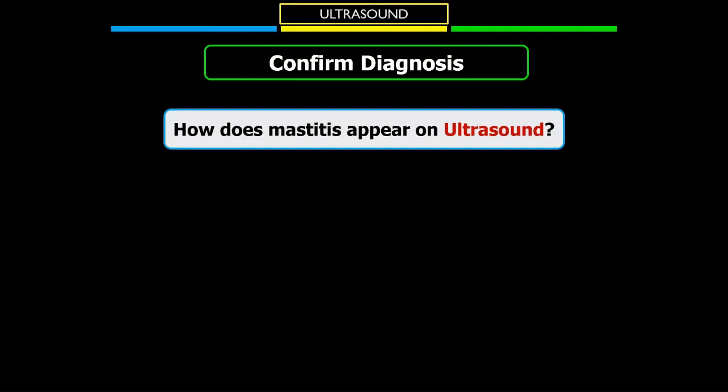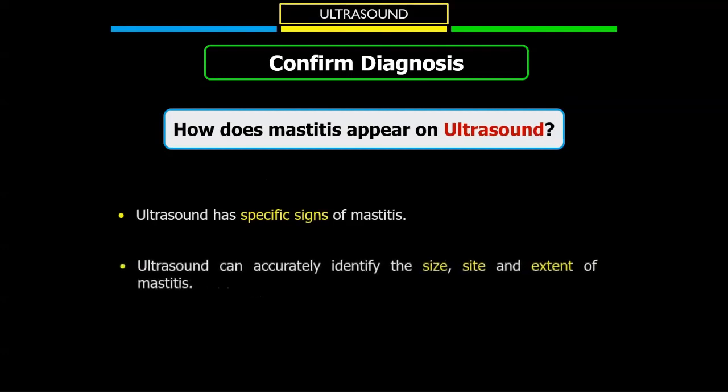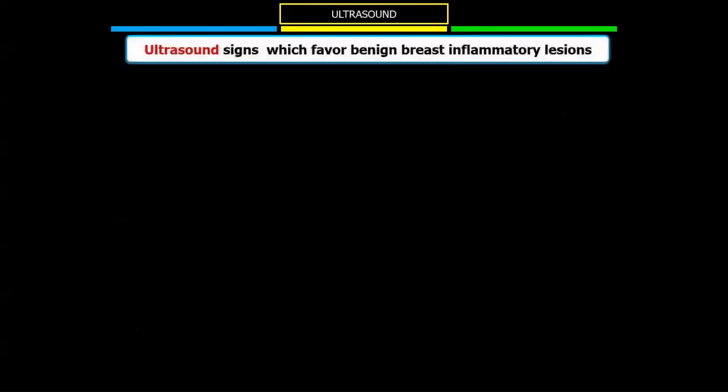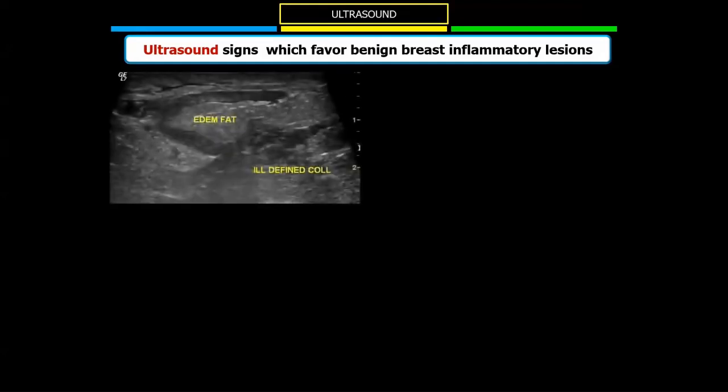On the ultrasound examination, on the other hand, we see a specific appearance for mastitis. And on ultrasound, we can accurately identify the size, the site, and the extent of mastitis, and we can pick up mastitis in its early stages. We have specific signs to prove that this is a benign inflammatory breast disorder. They usually include the edematous echogenic fat lobules, which are delineated by interstitial edema lines.